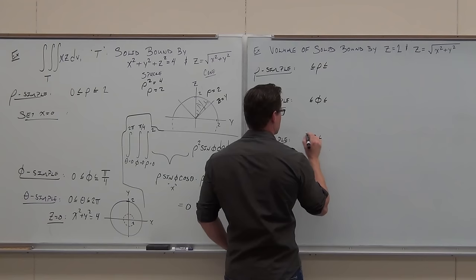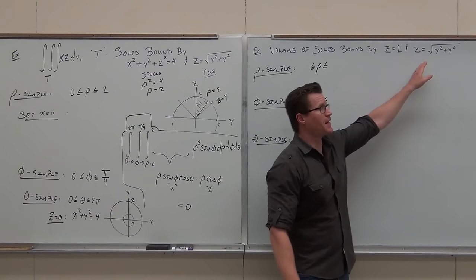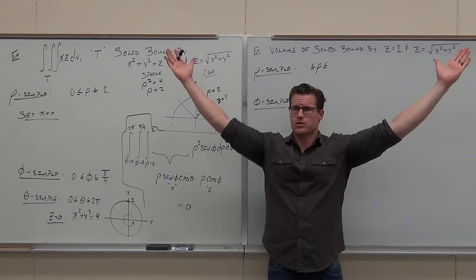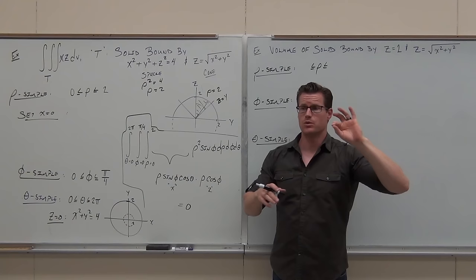Some of you are going to take to this really well, and you're going to start recognizing some shapes very easily. For instance, you can start recognizing that thing is a cone. So the rho is going to go from 0 to something awkward. We'll deal with the awkwardness in a minute, but the bottom value of rho is 0. You should be drawing your picture.